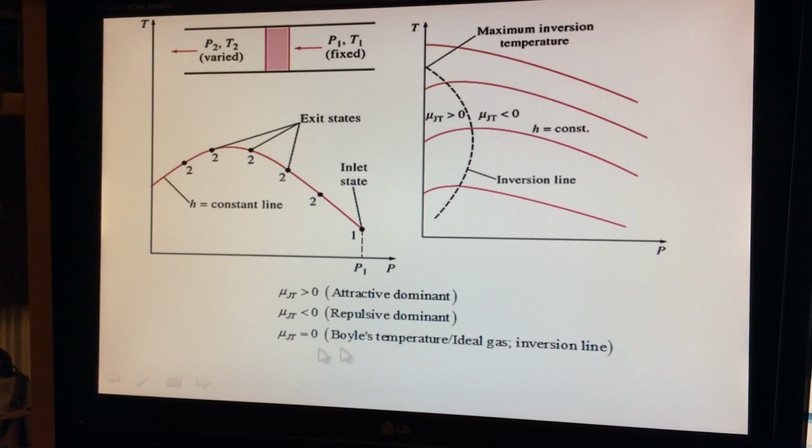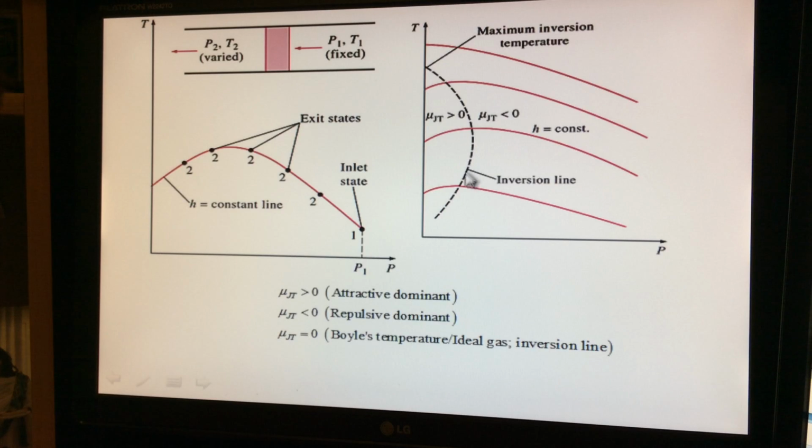However, there will be a situation where mu_JT is 0, and these are the points shown in here. Okay, so here you have a slope of 0, here you have a slope of 0, here you have a slope of 0. And so at these points, mu_JT is 0. When mu_JT is 0, what it means is either we are at the Boyle's temperature, if the fluid is described by the virial equation of state. We know that at the Boyle's temperature, the second virial coefficient is 0, and therefore the equation becomes an ideal gas equation. And the second case is where we have the ideal gas situation here.